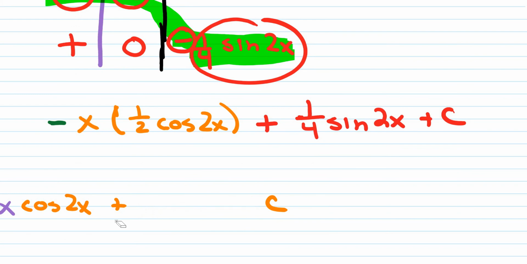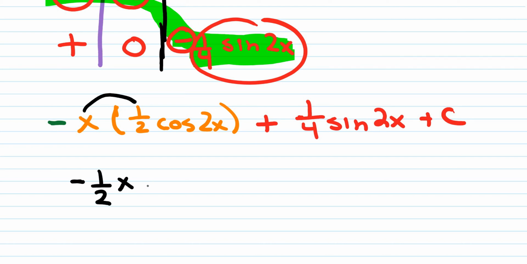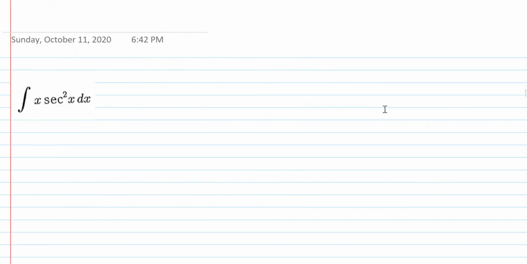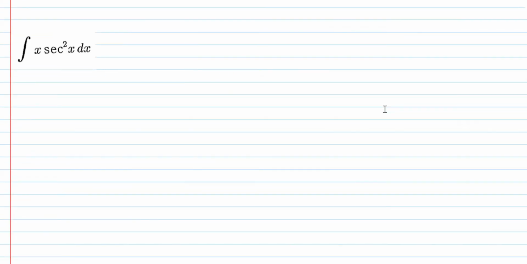Not much you can do here to clean it up. I mean, you can definitely just multiply this through if you like. So that will be negative 1/2 x times cos of 2x, and then plus 1/4 sine 2x plus c as your final answer there. Okay, let's move on to one more and then we'll finish up this homework video guide.